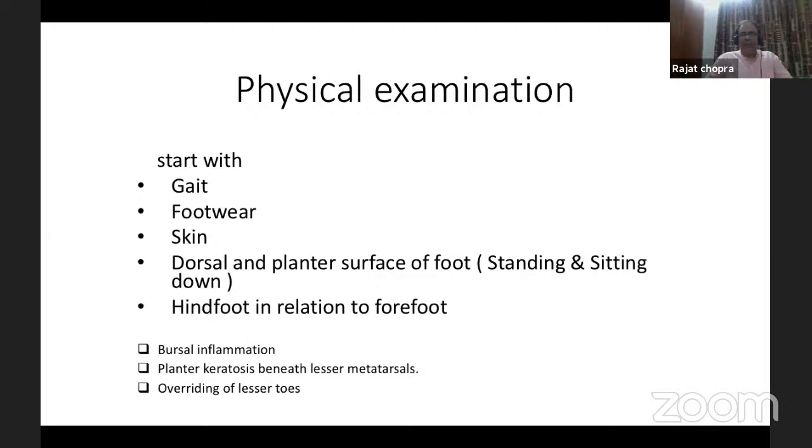You look at the skin. It's very important in a foot and ankle case that you look at both sides, the dorsal as well as the plantar. When you are looking at the patient standing, you are looking at the dorsal side.